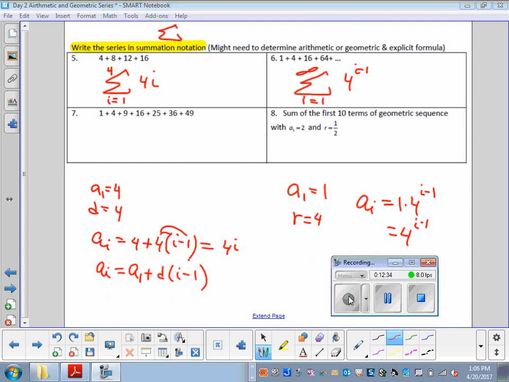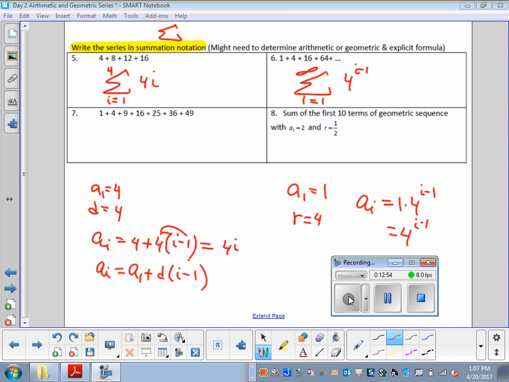Right, so we are thinking about number 7 now. We see that it's not arithmetic because from one term to another it's plus 3, plus 5, plus 7. Not the same. Now, is it geometric? I don't think so because from 1 to 4 it's times 4. From 4 to 9 it's definitely not times 4. Right? Not geometric, not arithmetic.